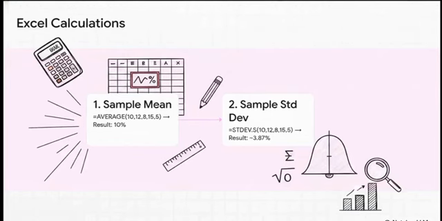Well, you can whip this out in Excel in no time. The sample mean, that's just the average function. Easy enough. It gives us 10%.